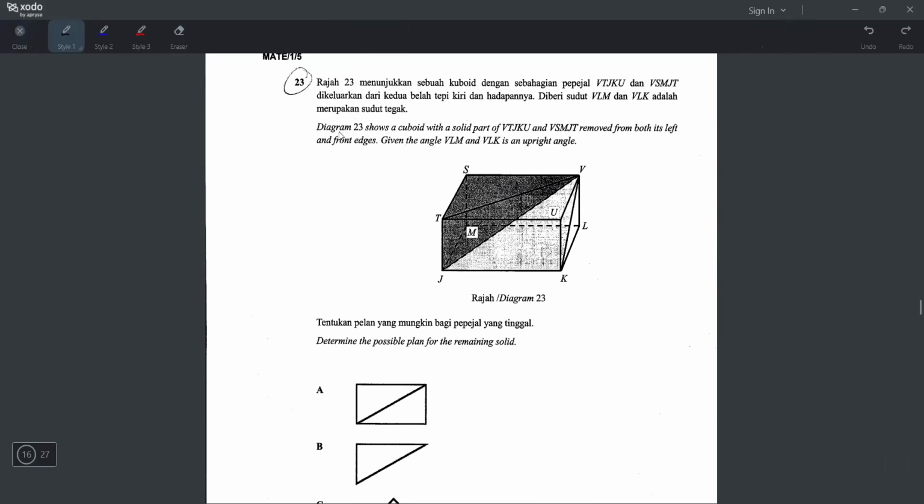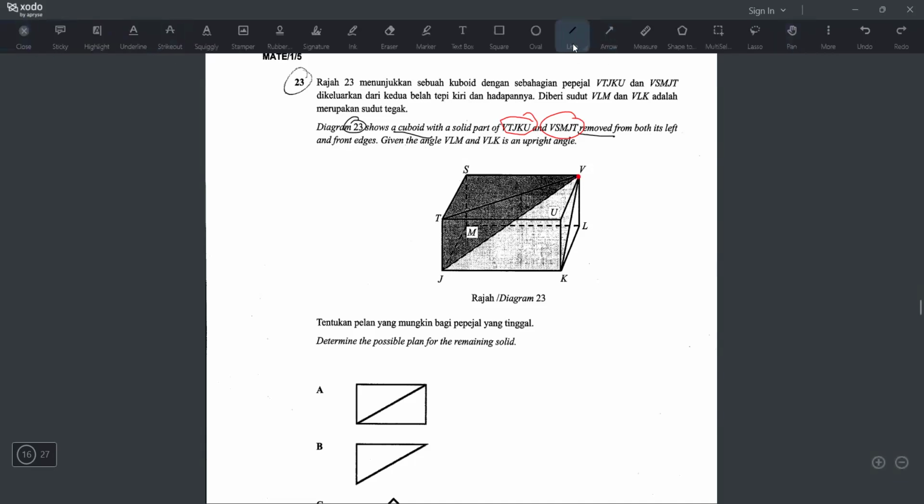Okay, 23. Let's read the question. Diagram 23 shows a cuboid with a solid part of VTJKU and VSMJT removed from both its left and front edges. Given the angle VLM and VLK is a right angle. I think I have to find out this thing and this thing. Where is it? Because it's like the solid part. So where's the solid part? VTJKU.